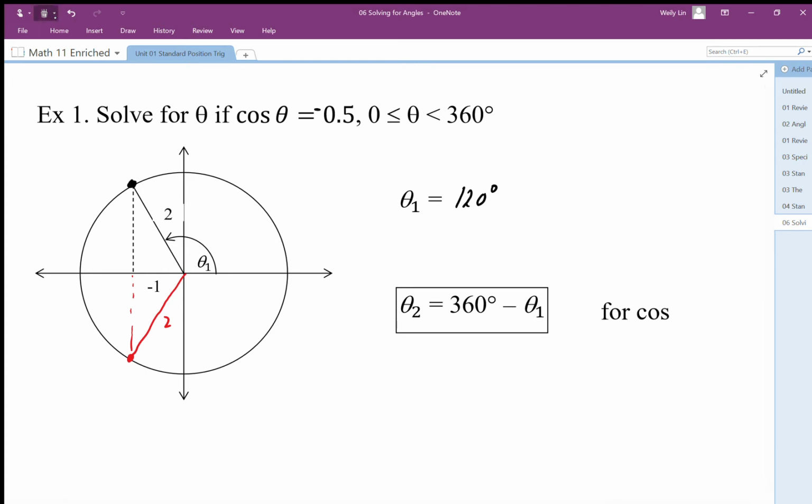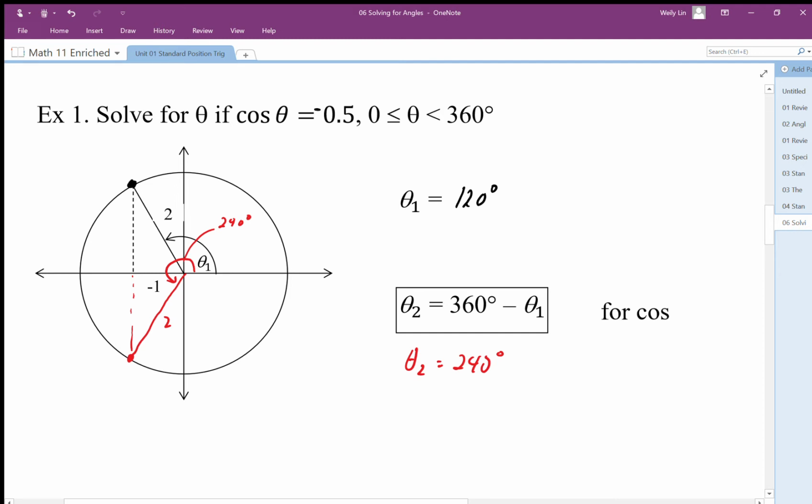My theta 2 position, because of symmetry, we know it's the same going this way. So my theta 2 position, when I measure it in the positive direction, is going to be 360 minus, going backwards, the same as theta 1. So my theta 2 angle works out to be 240 degrees. That is the position in quadrant 3. 240 degrees has the same x position, but in quadrant 3.